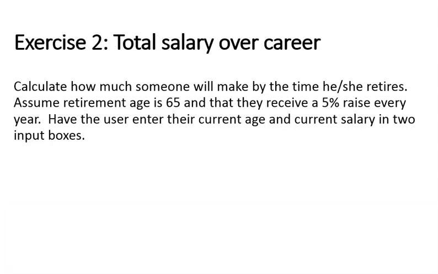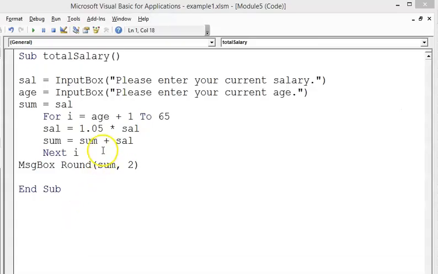Now pause the video and try to write a code for this exercise. Total salary over career. Calculate how much someone will make by the time he or she retires. Assume retirement age is 65 and that they receive a 5% raise every year. Have the user enter their current age and current salary into input boxes. So here's the code that calculates total salary by the time of retirement. I have used input box statements to get current salary and age.